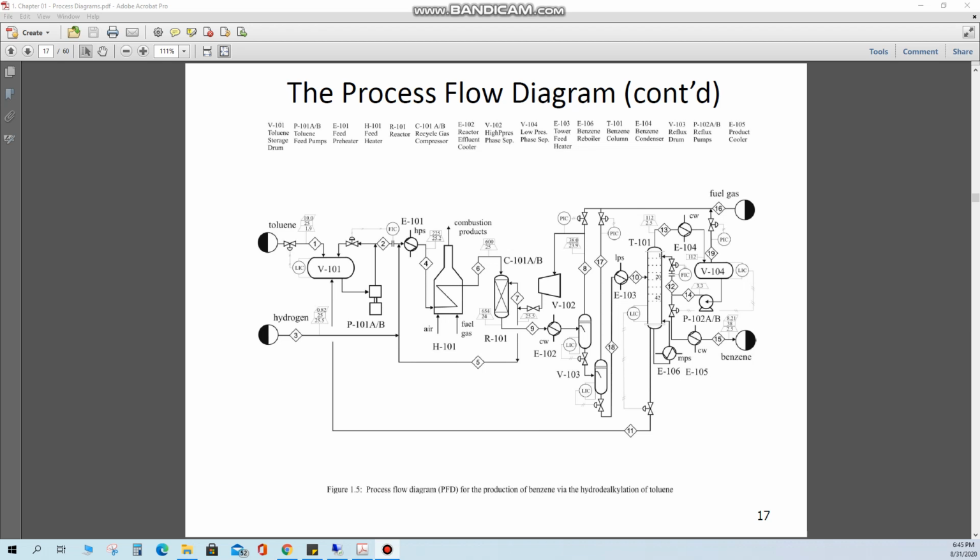Now let's see what we have on this process flow diagram for this HDA process for benzene production. Here you can see the different units and the starting points. For example, you can have the symbol for the inlet streams for the feedstock, which is toluene and hydrogen, and on the other hand you can see the shape for the outlets, which is benzene and the flue gas in this case. So this is the designation for the inlet and outlet streams.